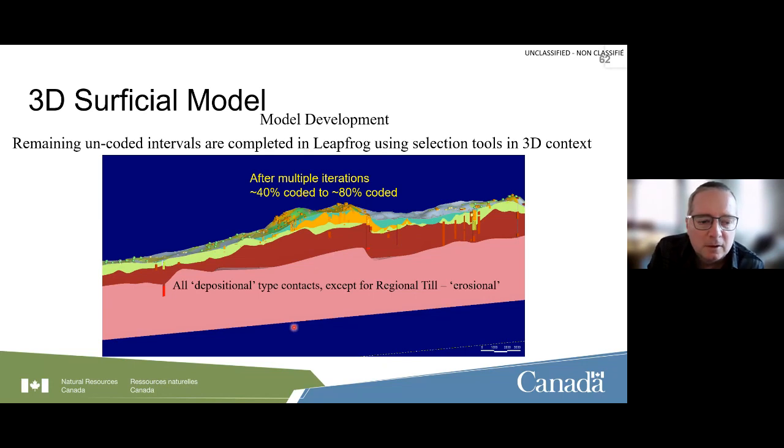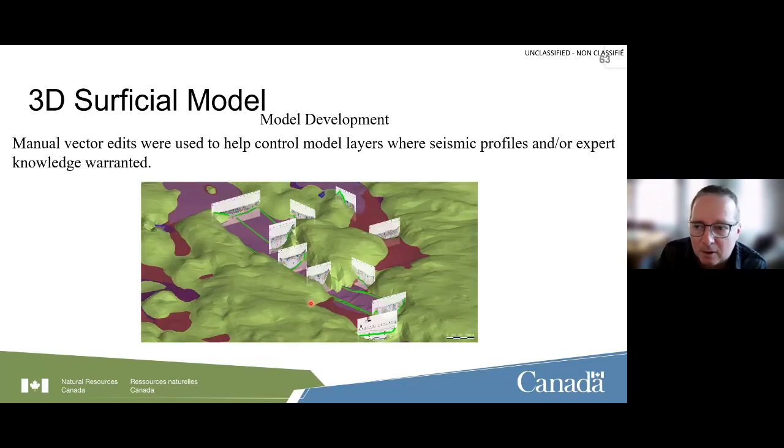And note that all surface types are depositional except for the regional till that was erosional. A regional till is a regional unconformity. It's dissected by incised channels that are better rendered when using the erosional surface type. Also, manual vector edits were used to help control model layers where seismic profiles or expert knowledge warranted, notably along tunnel channels.